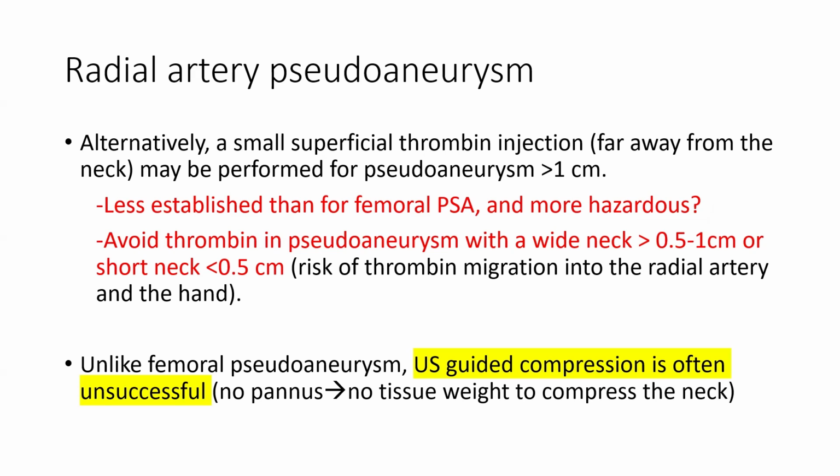So it's a more questionable treatment. Why? There is more concern about hand ischemia with thrombin injection. Particularly, of course, same idea: if you have a wide neck or a short neck, risk of thrombin migration into the radial artery and the hand. But even without that, a radial artery has a higher risk of thrombosis in general.